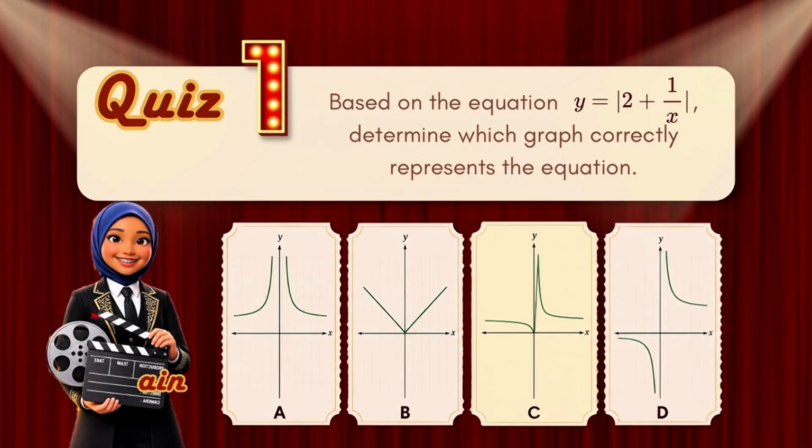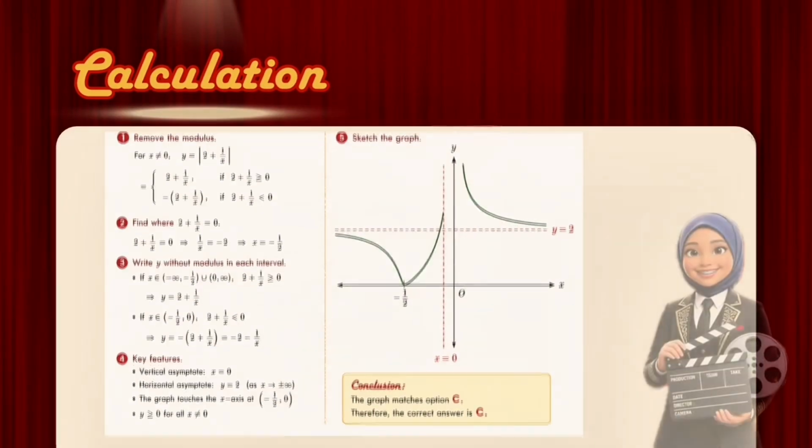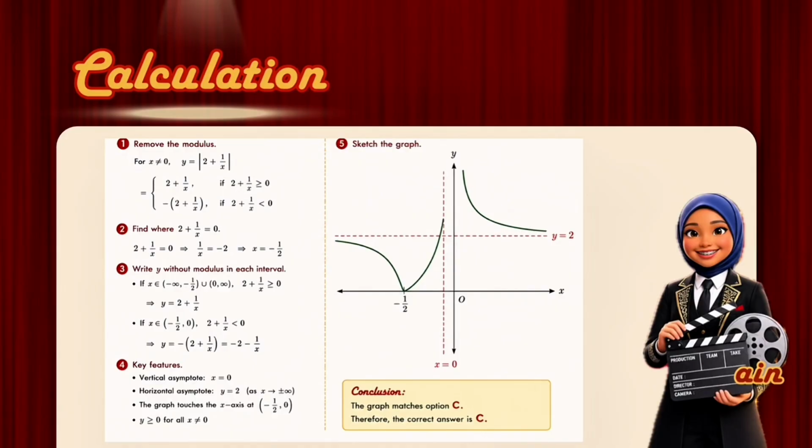The answer for the question is C. This is the manual calculation of how to get the graph. First, we remove the modulus by considering whether the expression inside it is positive or negative. Next, we find where the expression inside the modulus equals 0.